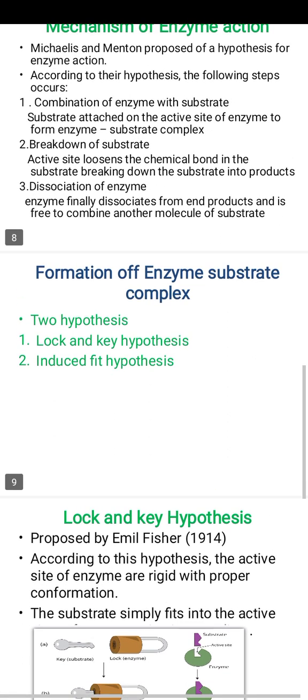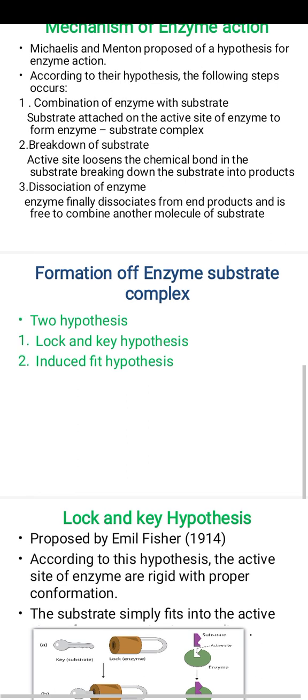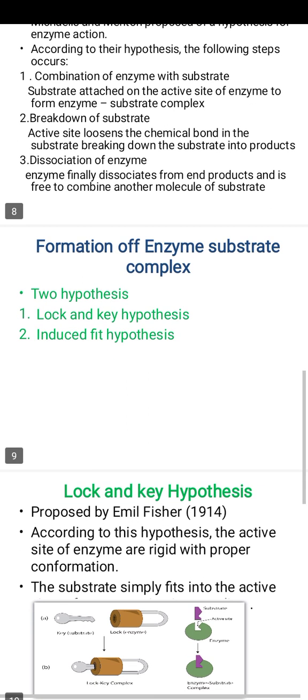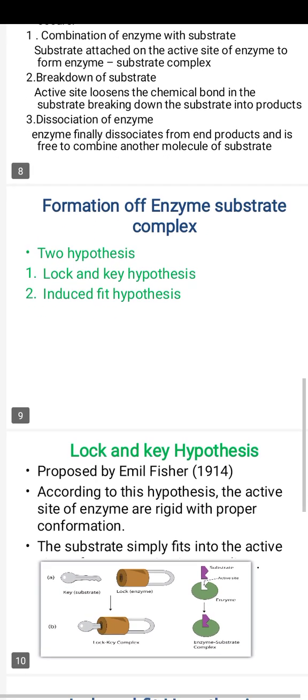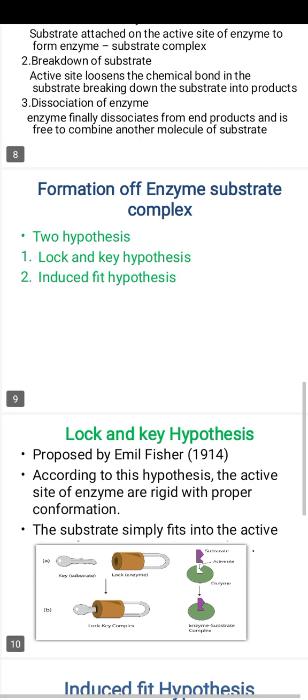When the enzyme combines with a substrate, what do they do? Breakdown of the substrate, firstly by loosening the chemical bonds. Then the product is released, and the enzyme is dissociated from that product and combines with another molecule of the substrate. Dissociation. Formation of the enzyme-substrate complex.